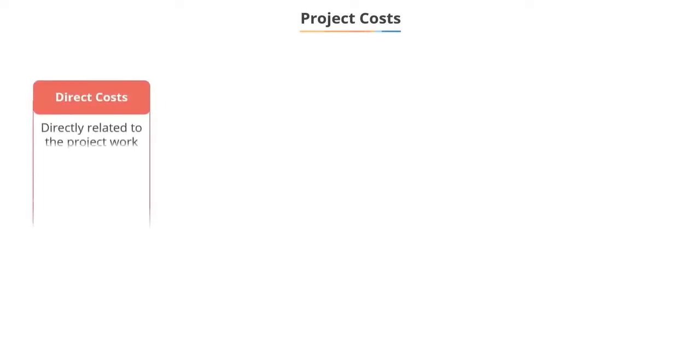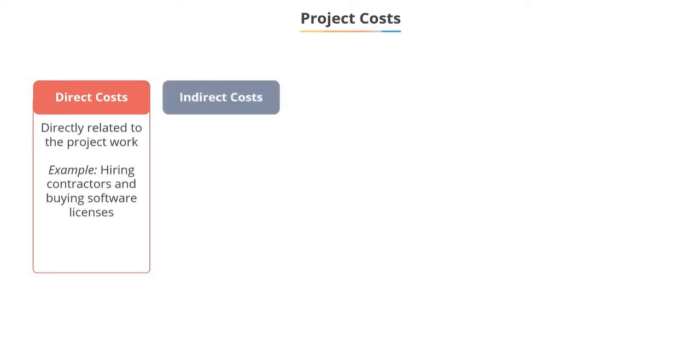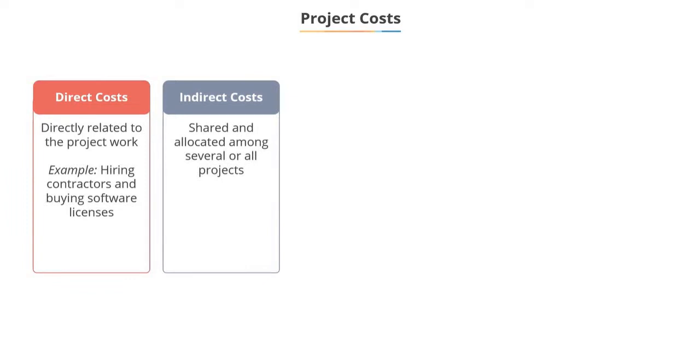There are 5 types of project costs. First is direct costs. The direct costs are directly linked to the project work. For example, hiring contractors and buying software licenses. The second type is indirect costs. Indirect costs are shared and allocated among several or all projects. Examples include fringe benefits and taxes.